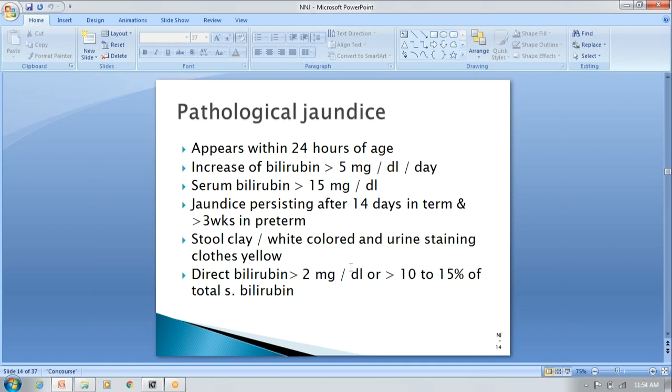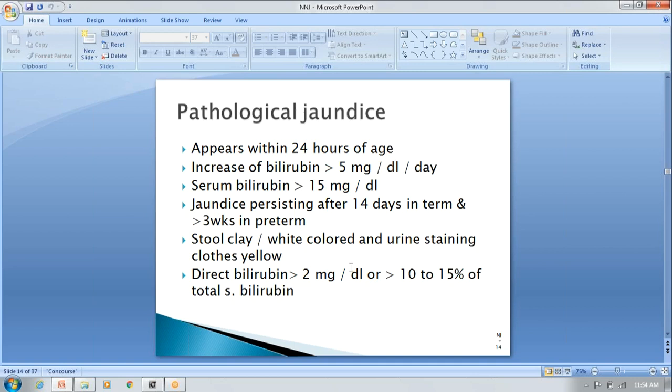Then next, the bilirubin is more than 15 milligrams, and the jaundice persists beyond 14 days in a term baby, beyond 3 weeks in a preterm. The color of the stools and the color of the urine is very, very important. Stool color may be clay or white, or the urine may be dark. Staining of the clothes or nappy will be there. These are the indications to detect pathological jaundice.